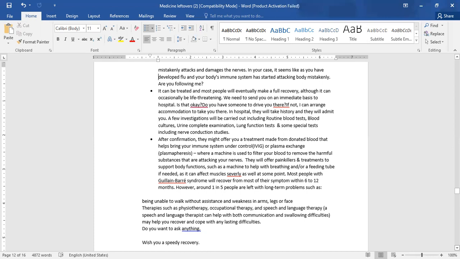or a plasma exchange where a machine is used to filter your blood to remove the harmful substances. They will offer you painkillers, and they might give you some treatment, for example to support body functions, like machines to help with the breathing or feeding if needed, as it can affect your muscles severely.